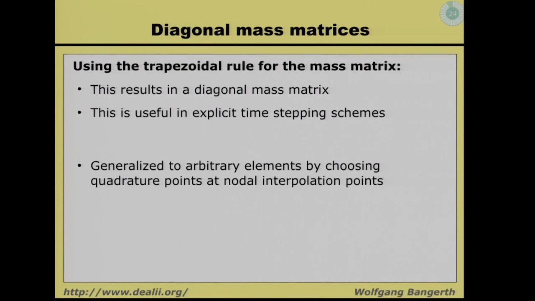And I can generalize this for arbitrary elements if I choose quadrature points and appropriately chosen quadrature weights, of course, in such a way that the quadrature points only lie at those points where I define my shape functions. So let's say in a Q2 element, I would choose the 4 vertices, the 4 midpoints, and the center of a quadrilateral if I'm in 2D. So I would use a quadrature formula with 9 points and appropriately chosen quadrature weights, and then I get a mass matrix that is diagonal.